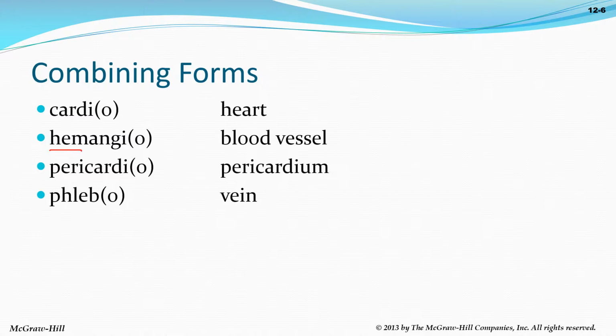Heme. What's heme? Blood. What's an angio? Vessel. So they just put a compound together. So it's just a blood vessel. Around the heart, pericardium. And then phlegm.